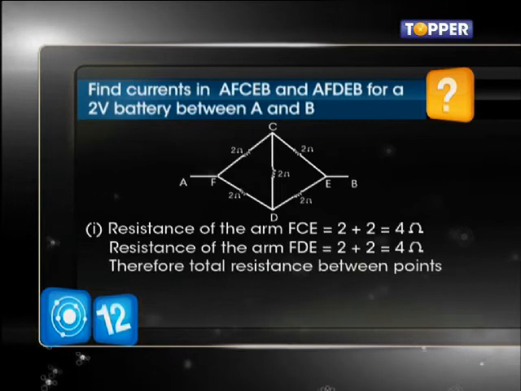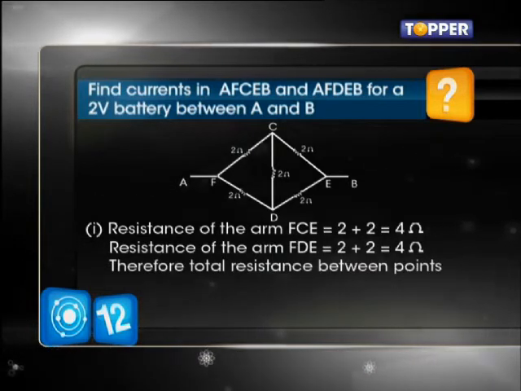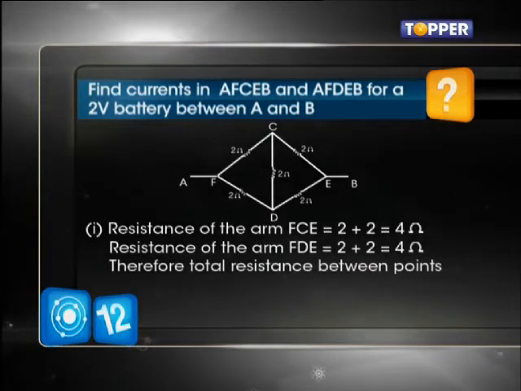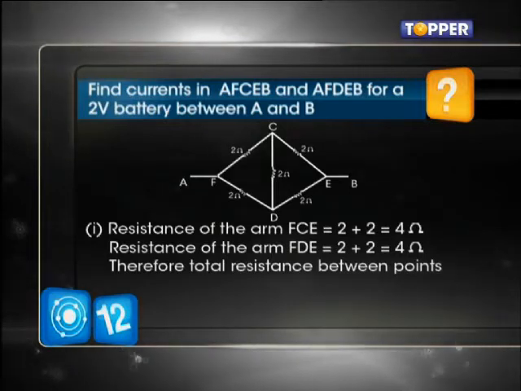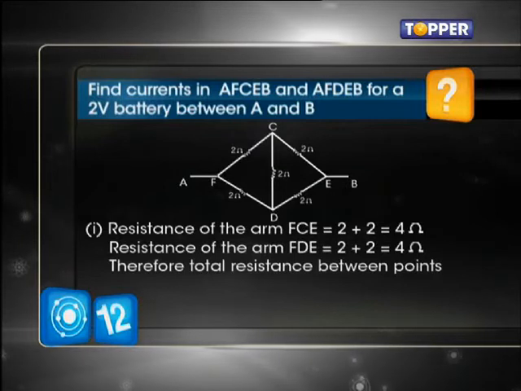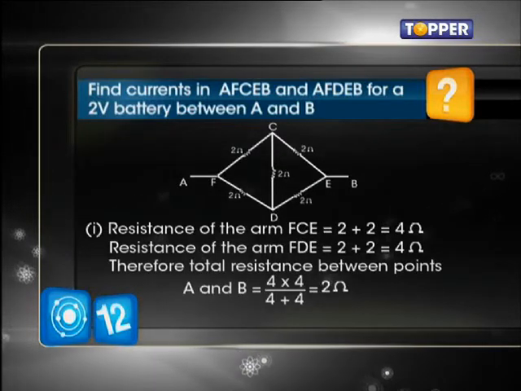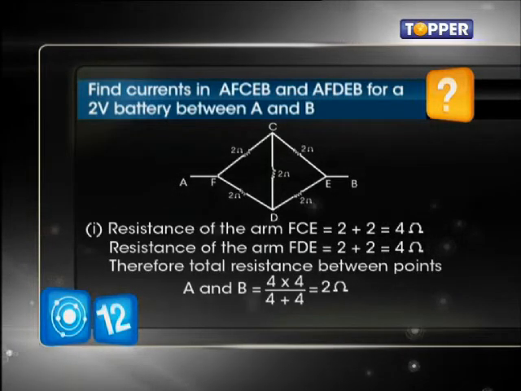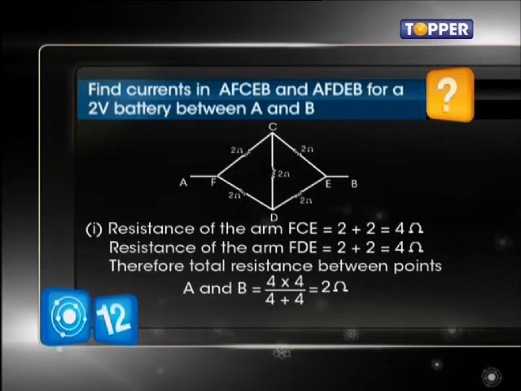Therefore, total resistance between points A and B can be obtained by applying the law of parallel combination of resistors. Hence, after solving, we get the total resistance between A and B equal to 2 ohm.